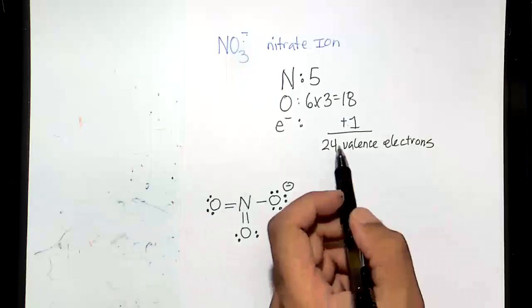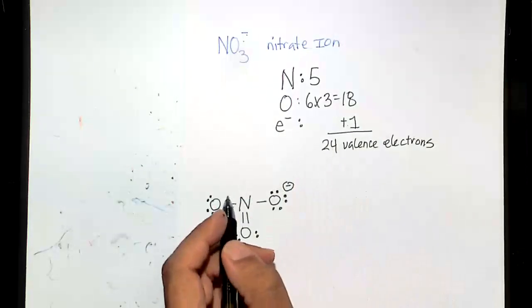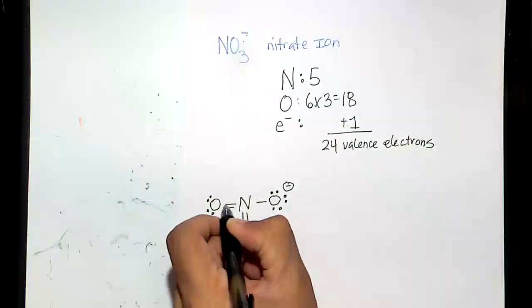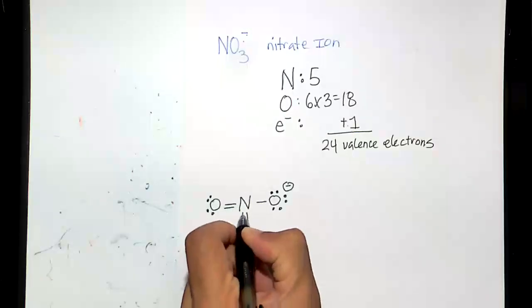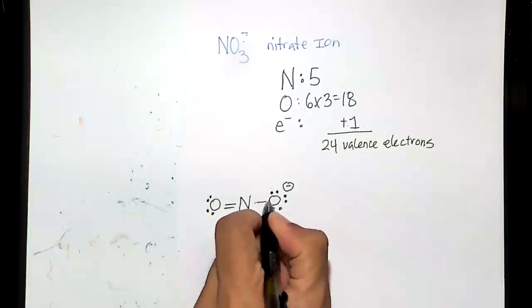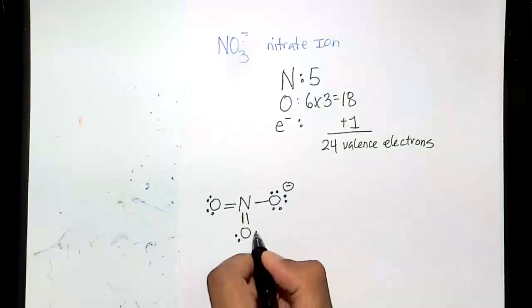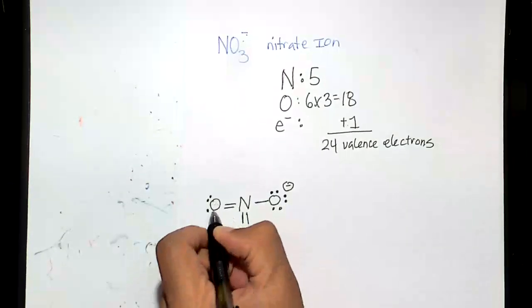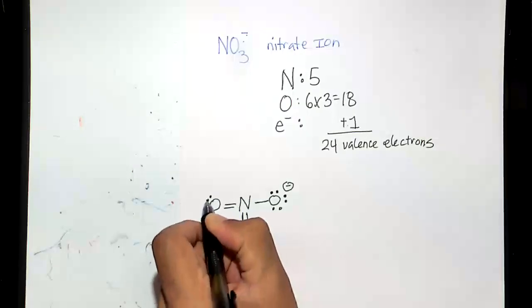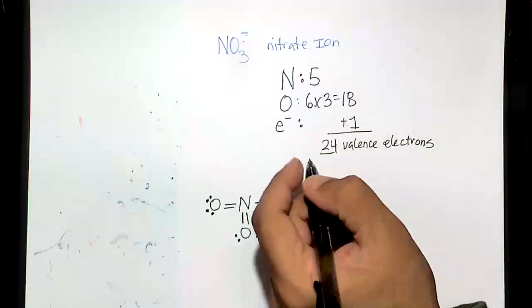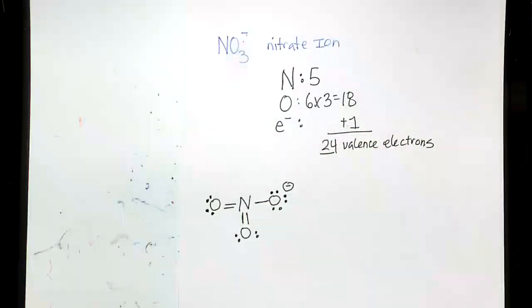Okay. And do we have 24 valence electrons? Let's check it out. All right, count with me. 1, 2, 3, 4, 5, 6, 7, 8, 9, 10, 11, 12, 13, 14, 15, 16, 17, 18, 19, 20, 21, 22, 23, 24. There we go. Okay, we got 24 valence electrons. All right, let's do formal charge and octet rule.